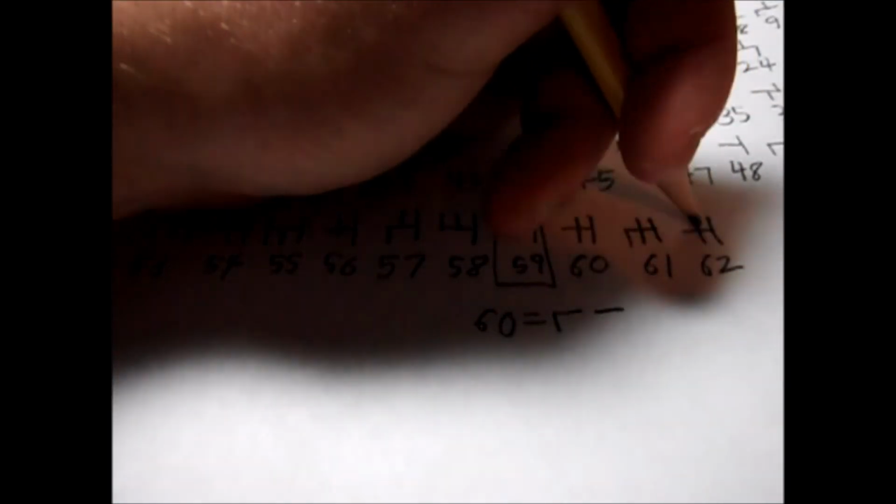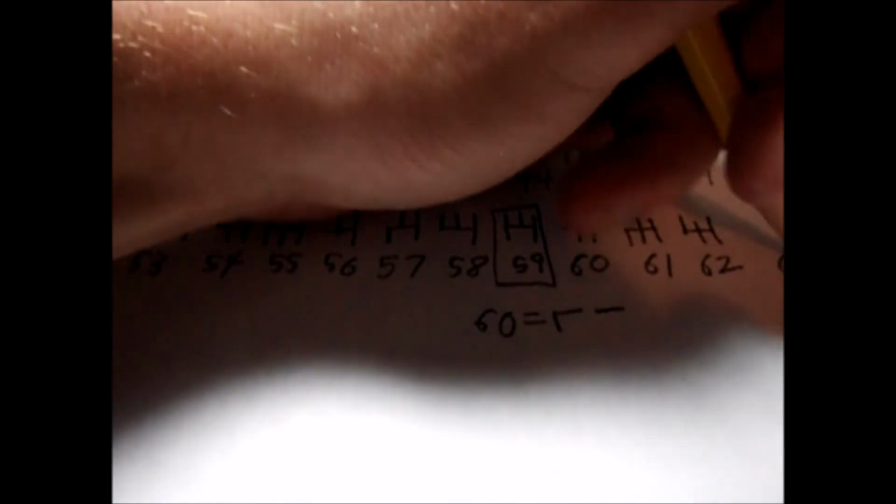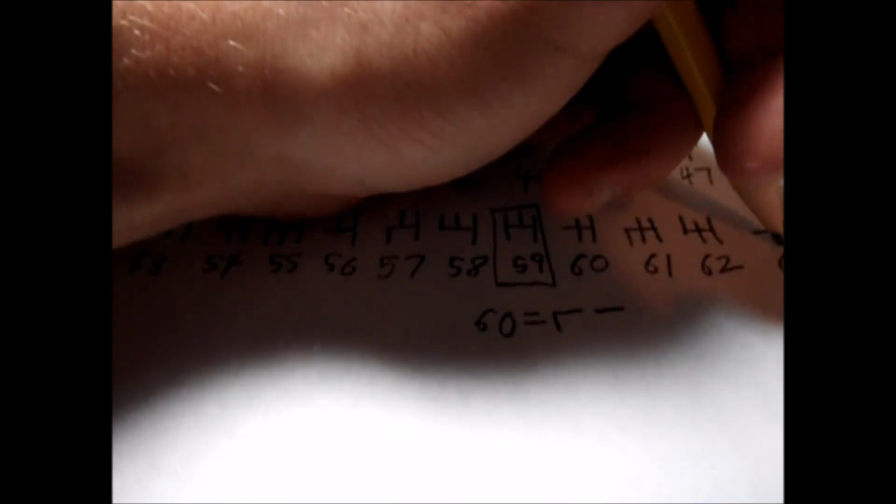61. 62, and then 63. So as you can see, it goes up to 63, and then it breaks 64 perfectly. Which I think 64 is a reasonable system. So then 64 would look like that.